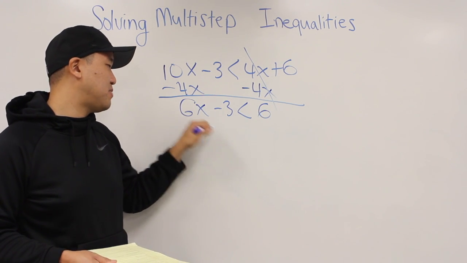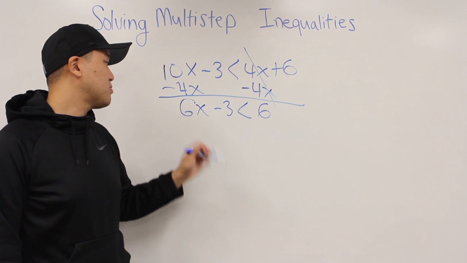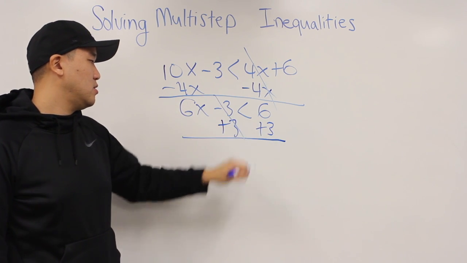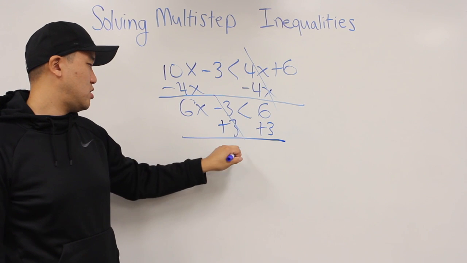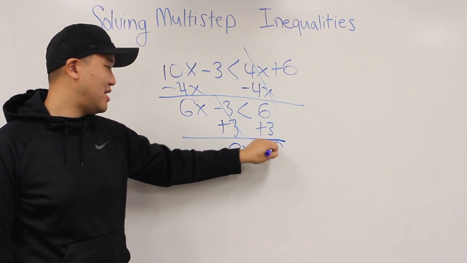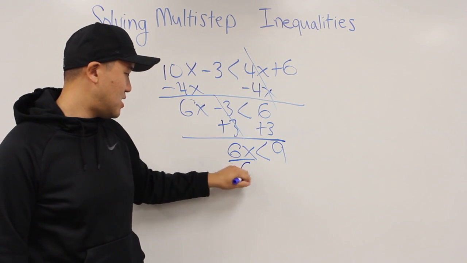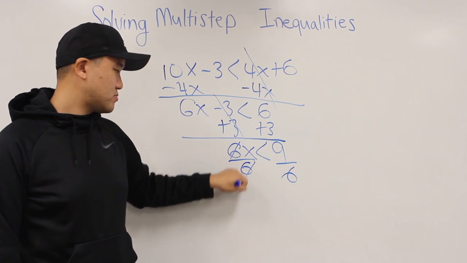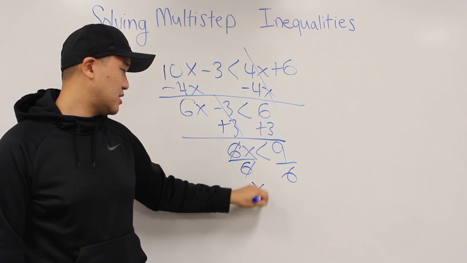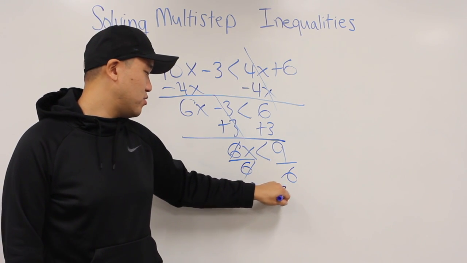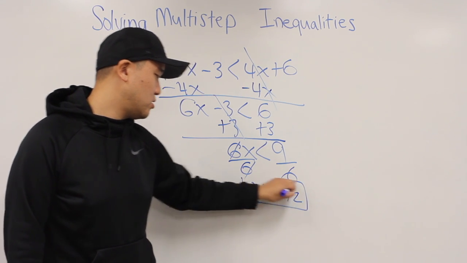So then what happens? X by itself, no. What's my first step? Add 3 to both sides. That cancels out. So you have 6x less than 9. Is x still by itself? Not yet. We're going to divide by 6. That cancels out. So you have x is less than 9 over 6. We could simplify it to what? 3 over 2. So that's my answer.